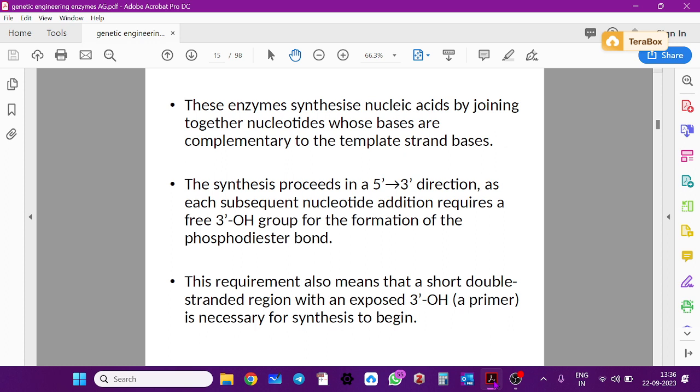So the requirement of the synthesis is you need to have a free OH. So already there must be a little bit of a primer. It just cannot synthesize on its own. You need a primer. Normally it's an RNA which provides that OH. Then DNA polymerase can keep on adding. It just cannot start adding from point 1. And for this primer there is an enzyme known as RNA primase.